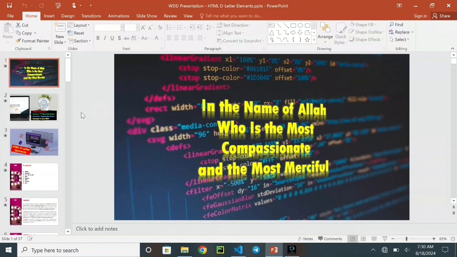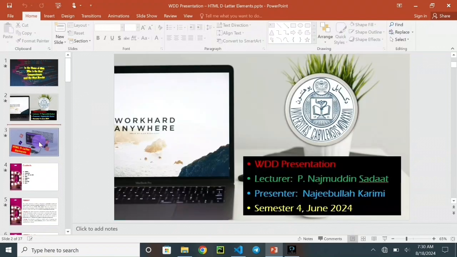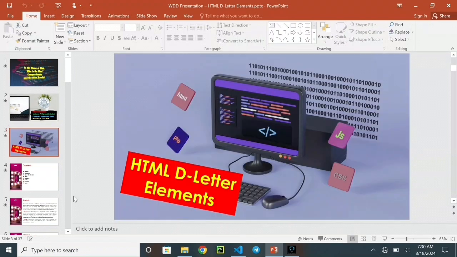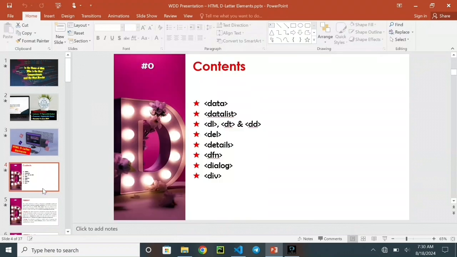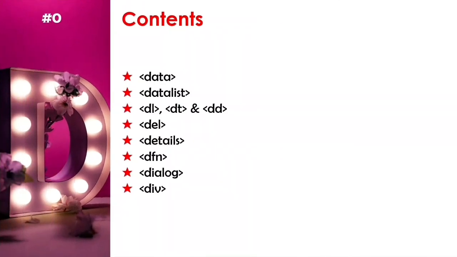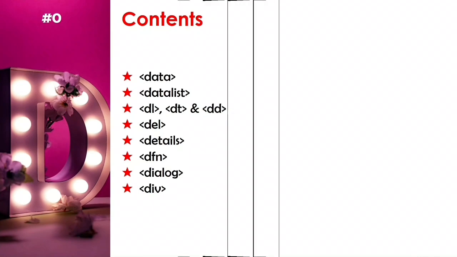So in this video, we're going to focus on HTML D-letter elements. What I mean is HTML elements that start with the letter D. We have quite a list of them, from data to datalist, DL, DT, DD, the description list family, del, details, dfn (definition), dialog, and div. So let's get right into it.